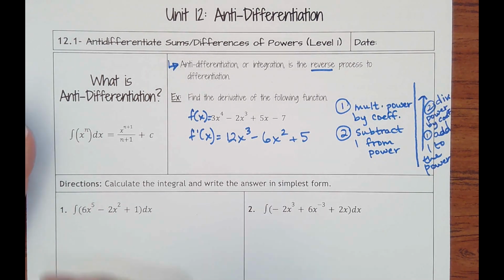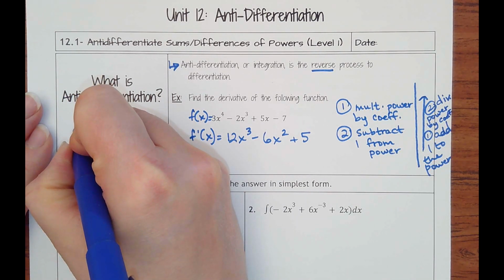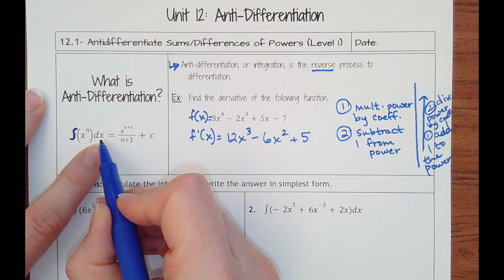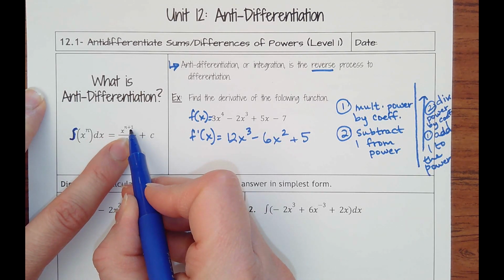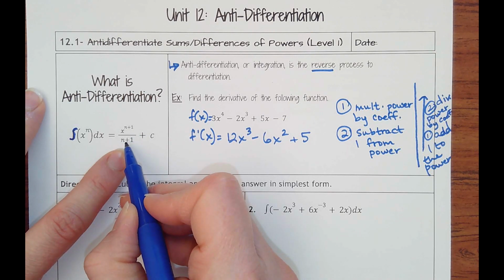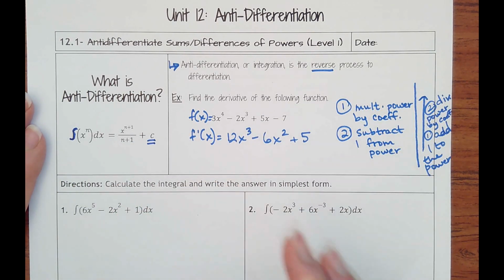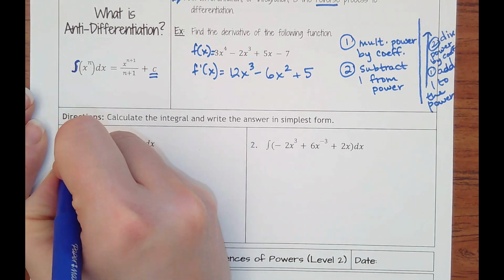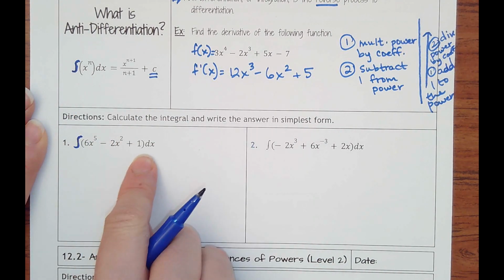And so this is our anti-differentiation symbol, this kind of little s, and some kind of power function. We're going to anti-derive it with respect to x. You're going to add 1 to the power and then divide by that new power. And we'll have to add a constant onto the end, and I'll show you why. Let's just go ahead and try number 1. So we're going to anti-derive this function.